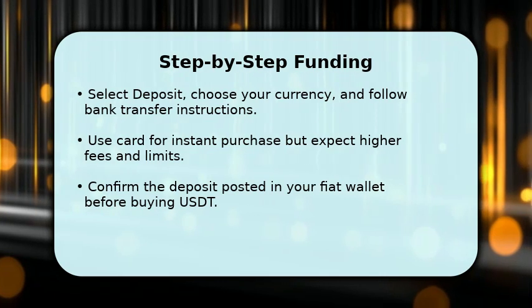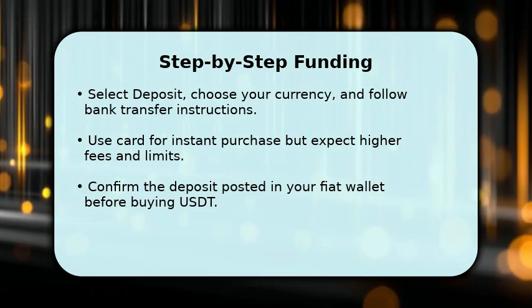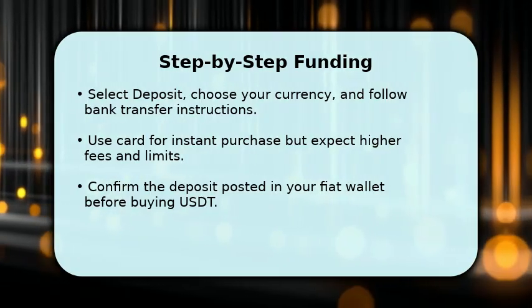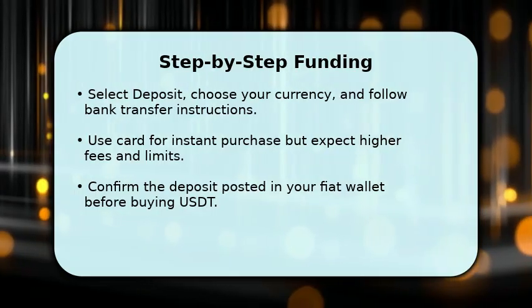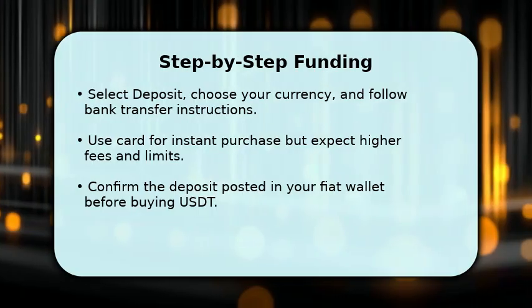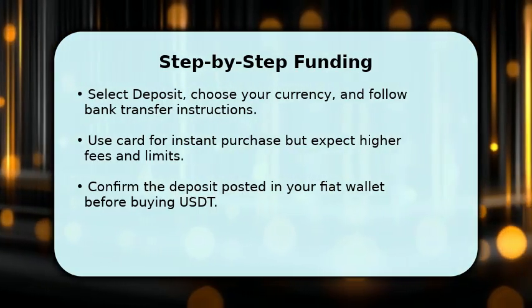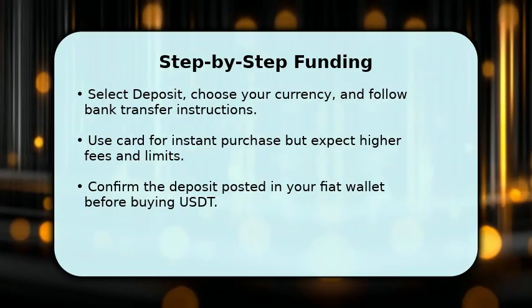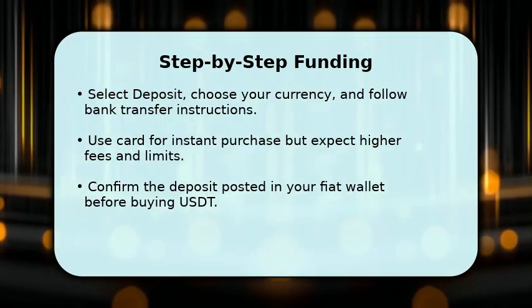Start by funding your fiat balance to avoid failed transactions and delays. From Binance, tap Deposit, choose your local currency, and follow the bank transfer or card prompts. Bank transfers usually have lower fees and higher limits, while card purchases are instant but cost more. Wait for the deposit confirmation in your fiat wallet, then proceed to Buy Crypto and select USD to place your order. Always double-check amounts and fees before confirming.